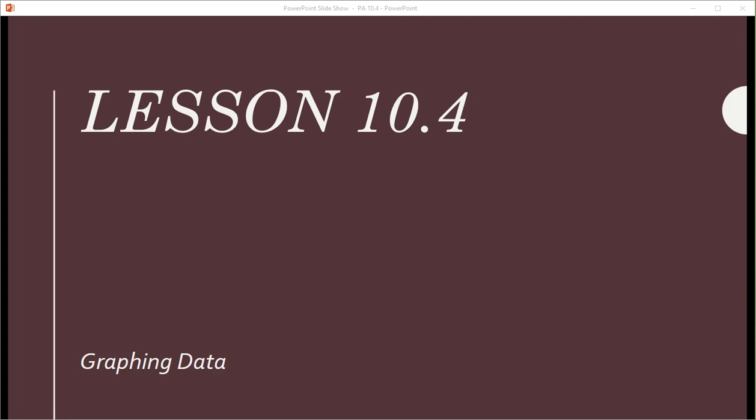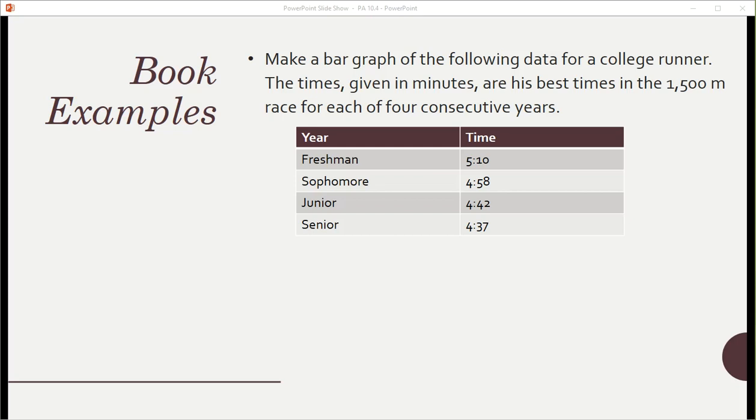Welcome everyone to lesson 10.4. We're going to look at different types of data in graph form. So we're going to go straight to the examples since most of you are familiar with these different types of graphs. The first one we're going to make is going to be a bar graph.